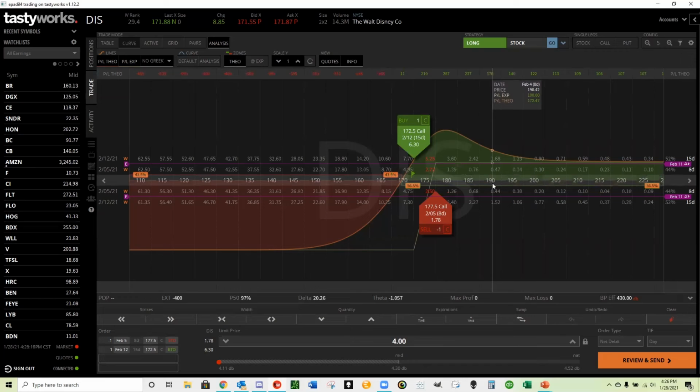Yeah, no, that's fantastic. I usually forget that little rule of thumb, right? You subtract these two, make sure you're paying less than that difference of the strike.